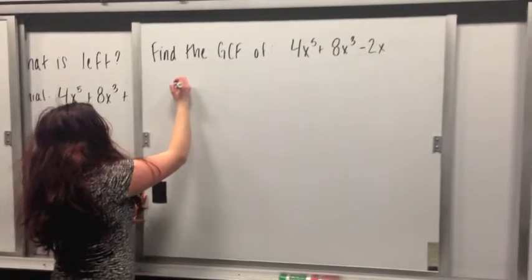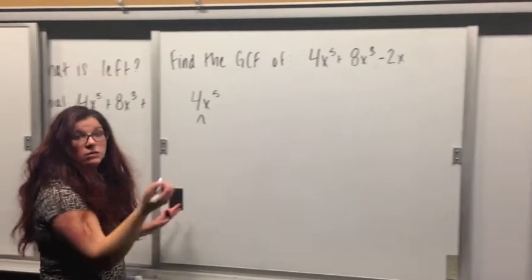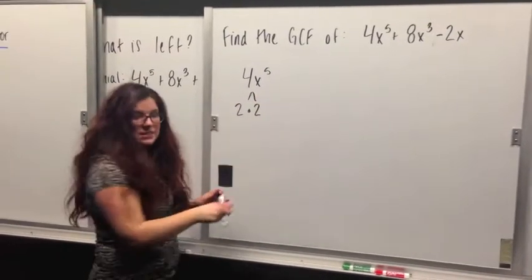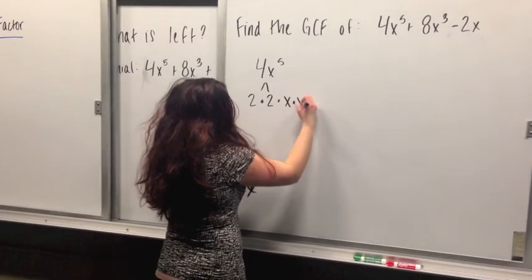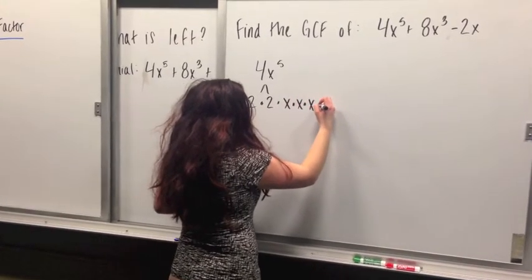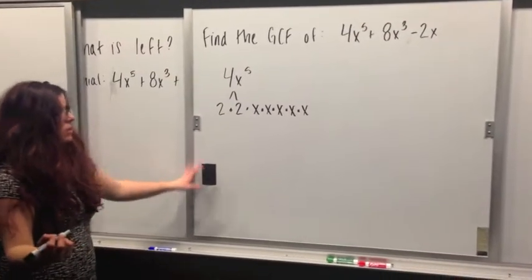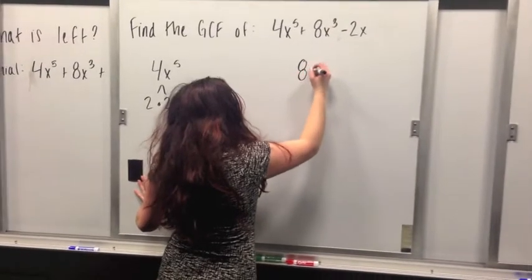So we'll start with our 4x to the 5th. 4 is 2 times 2. And x to the 5th, you're just writing out 5 x's: 1, 2, 3, 4, 5. 4x to the 5th, done. Move on to 8x cubed.